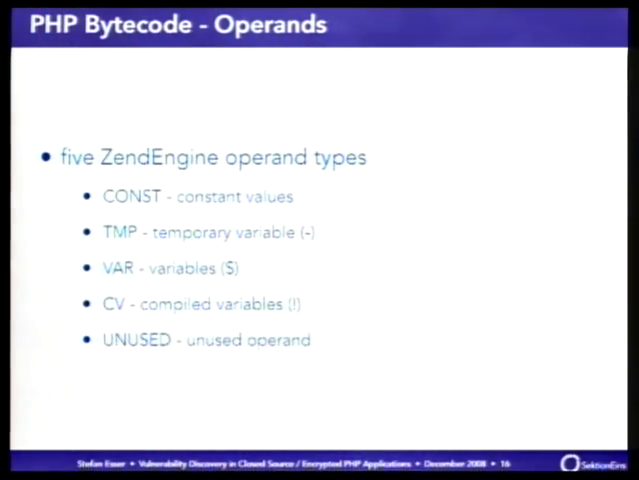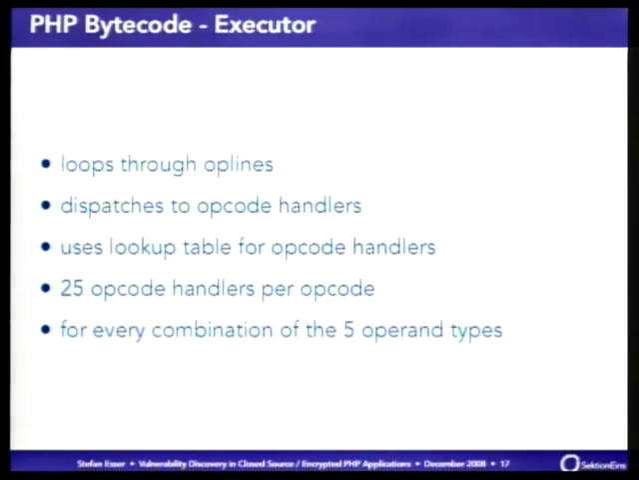So this is actually everything you need to know about PHP bytecode. After the bytecode is compiled, it will get passed to the executor. The executor is very different in different PHP versions. In PHP 4, it was one very large function with a lot of cases of a switch statement, containing all the engine in it. Then with PHP 5, it was introduced that every opcode got its own handler function. So the executor just loops through the oplines and calls the handler.